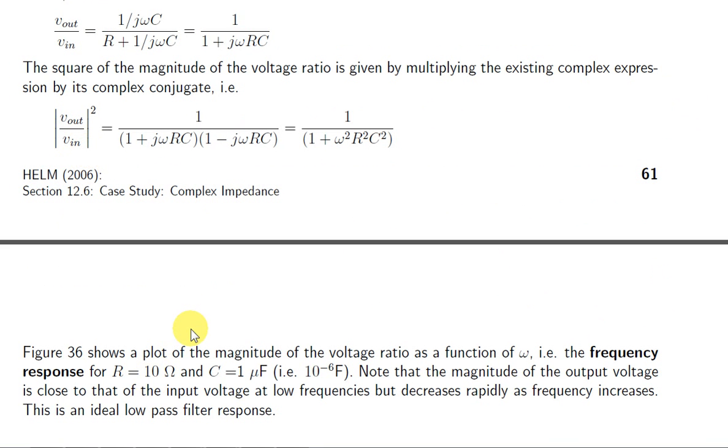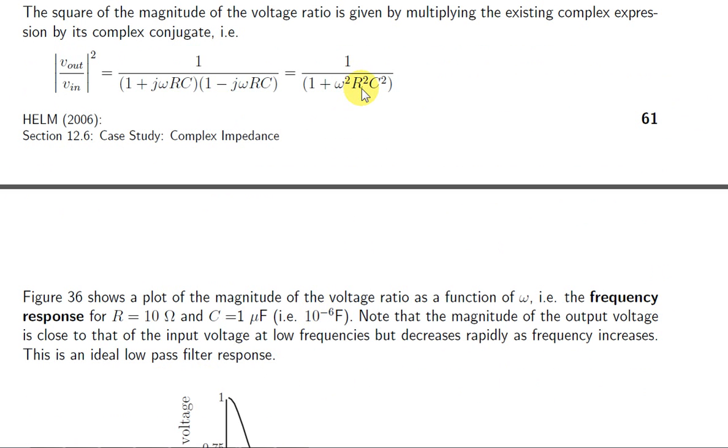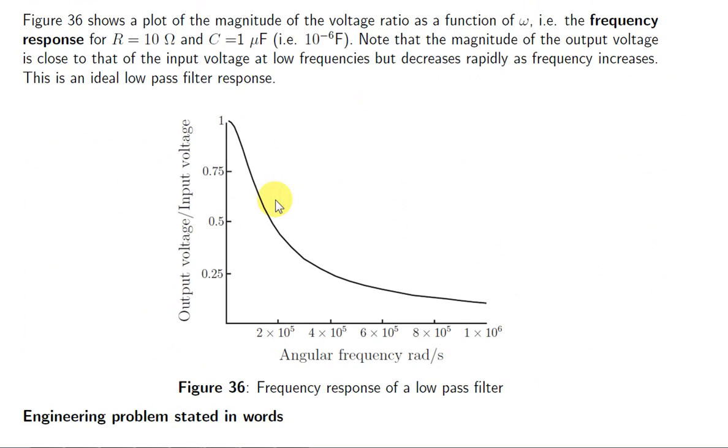Now let's look at this ratio for R equals 10 ohms and C equals 1 microfarad. That's 1 millionth, or 10 to the minus 6, of a farad. So we plug 10 in for R and 10 to the minus 6 in for C, and we'll get the magnitude of the voltage ratio as a function of omega, and we can show a plot then for different values of omega.